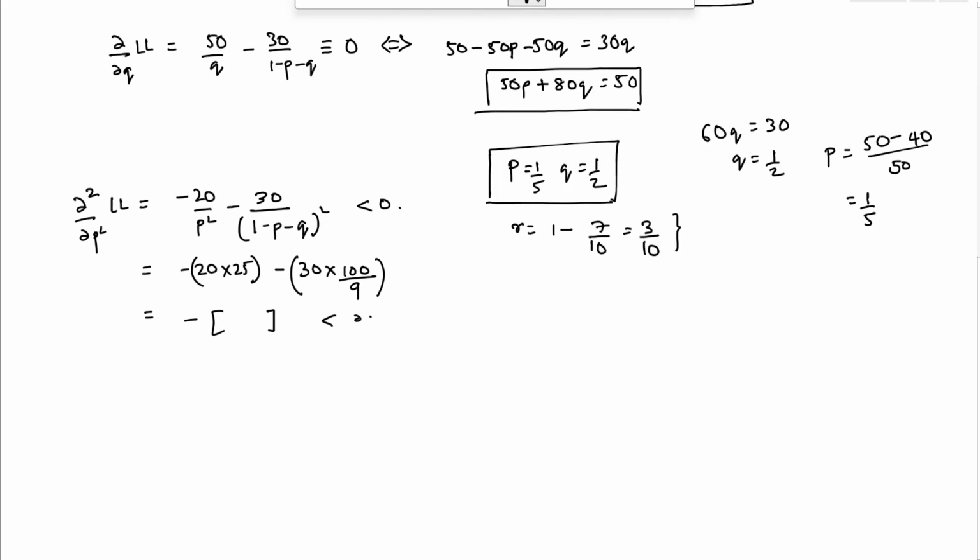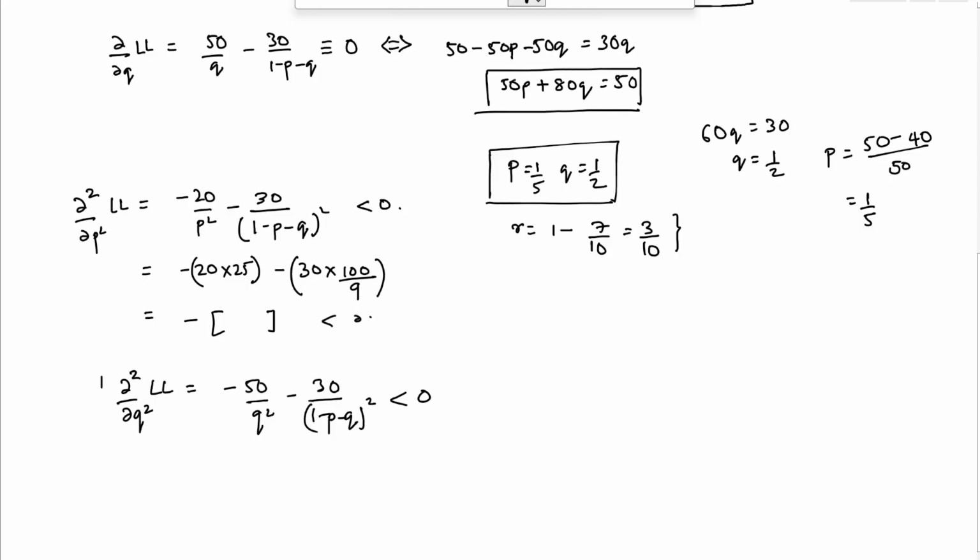Right? Okay. Now we will observe that if I take the partial of the log likelihood with respect to q double derivative, I'll get a similar equation. So it will be minus 50 upon q square minus 30 upon 1 minus p minus q whole square. Okay? Again, it is a negative number, right?